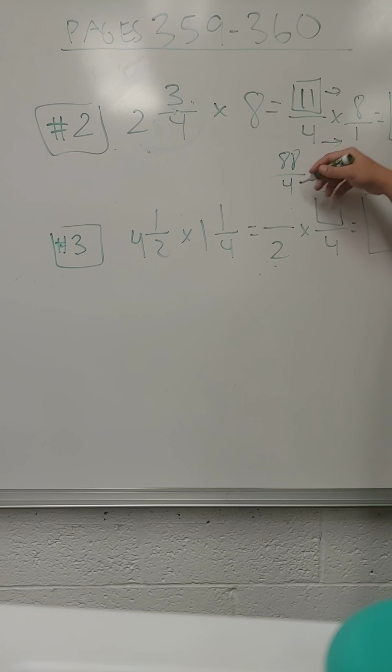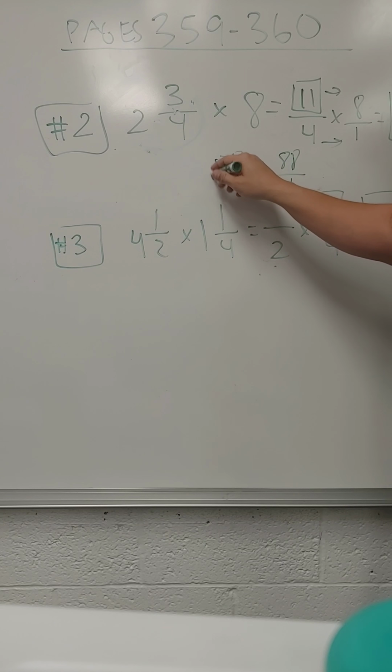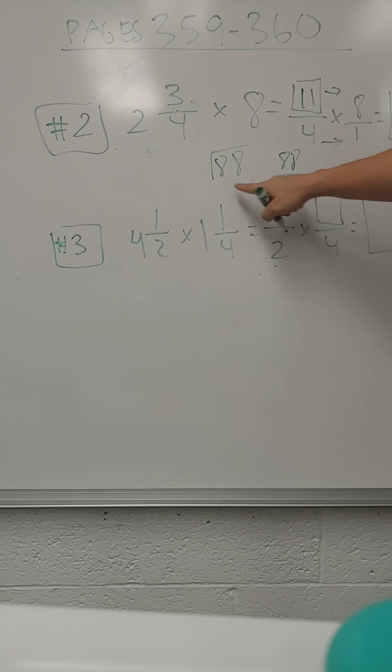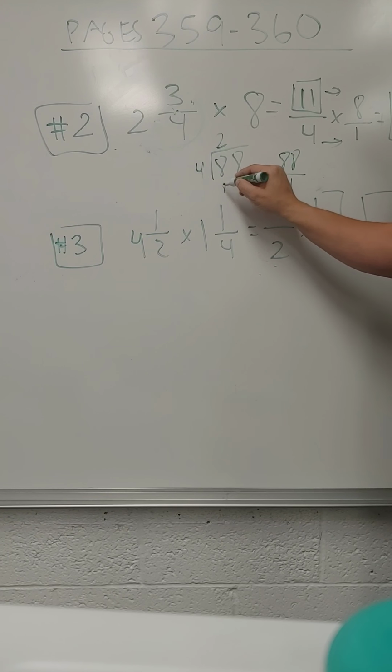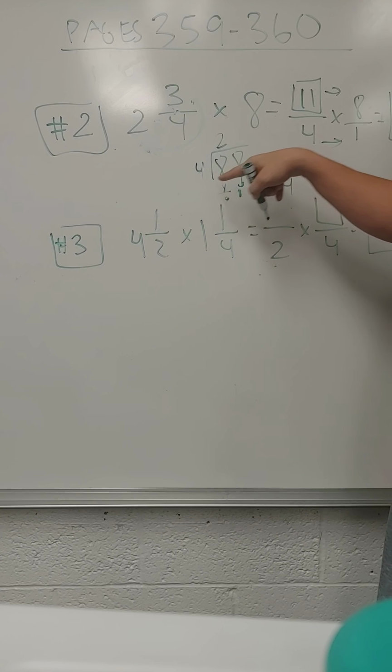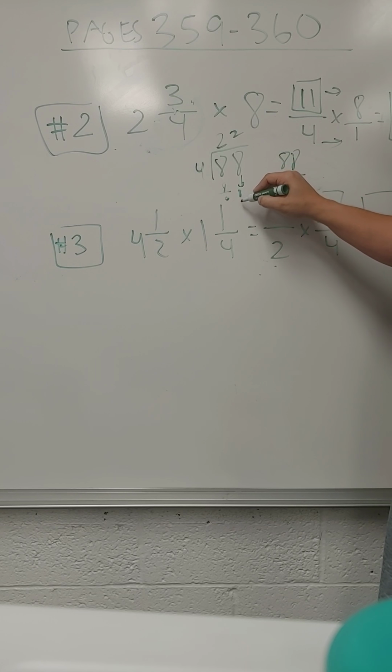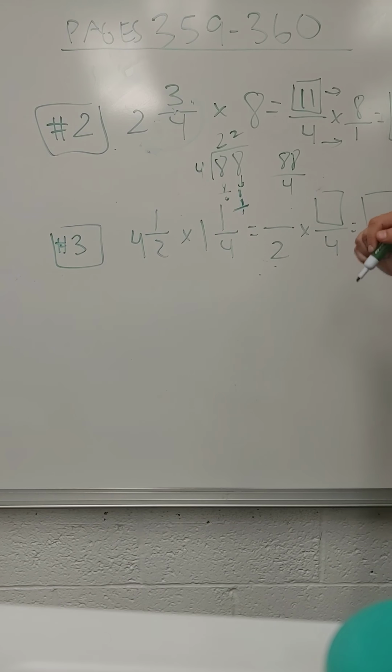So 88, if you need to do this, guys, don't be ashamed. Just go ahead and show your work. 88 divided by 4. How many times does 4 go into 8? Twice, right? 4 times 2 is 8. Subtract, bring it down, bring it back. 8 divided by 4 goes in twice. So what we see here is our answer is going to be 22 wholes. If it goes in evenly with no remainder, then your answer can be a whole number.